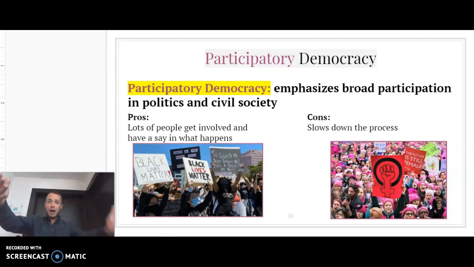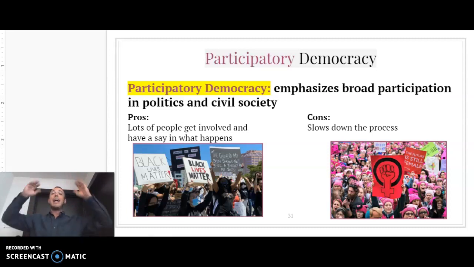The con, and this is kind of a big one, is that it slows down the process. I mean, one of the big bones to pick that a lot of people have with government is how slow it works. So you want to make sure that you got things going. Participatory democracy. Now, look, I've got to emphasize something here.